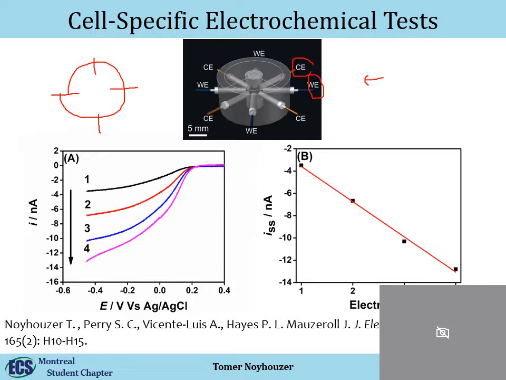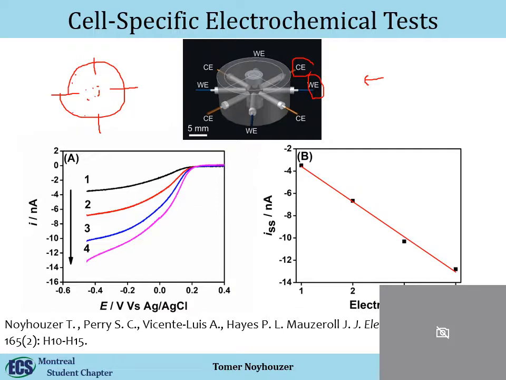But the flow will go from the bottom to the top. So if you have any bubbles, the bubbles will actually flow in the middle or on the side, but maybe they will get attached to the side, right? They do like to get attached to materials, but they will not block the electrodes. So that's one strategy to get rid of the bubbles.